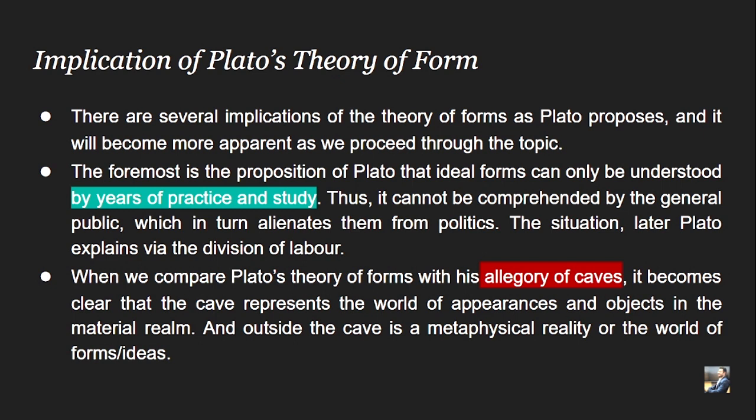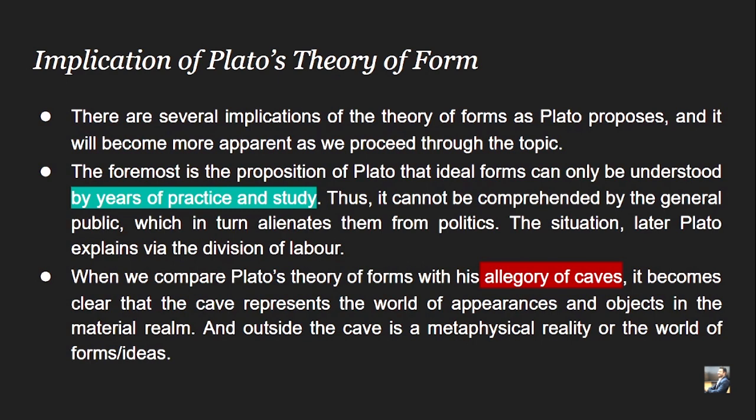The foremost is the proposition of Plato that the ideal form can only be understood by years of practice and study. He says that the ideal form or the intelligible world can only be understood by years of practice and study. Thus, it cannot be comprehended by the general public, which in turn alienates them from politics. Basically, he is supporting his idea of the philosopher king, that it is not an easy job for every class to be in politics. Only a certain class is made or eligible to be a part of politics, so it alienates the other classes from politics.